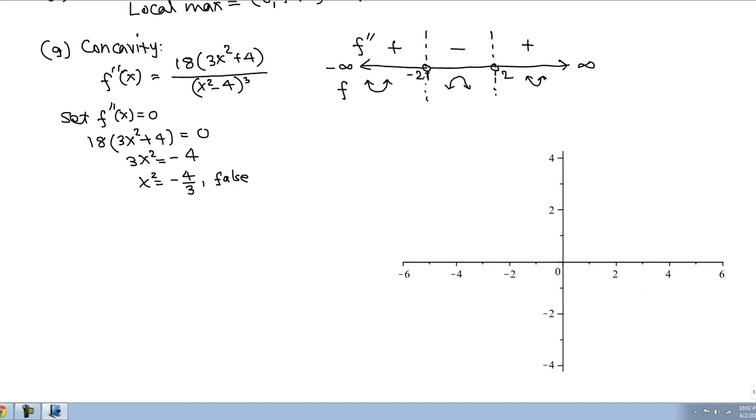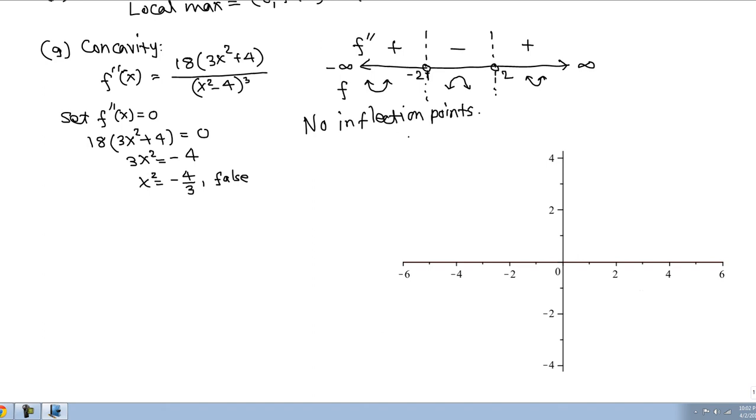Though the concavity changes at negative 2 and 2, they are not the x coordinates of inflection points because negative 2 and 2 are not in the domain. So we say no inflection points, since we didn't find any x values.